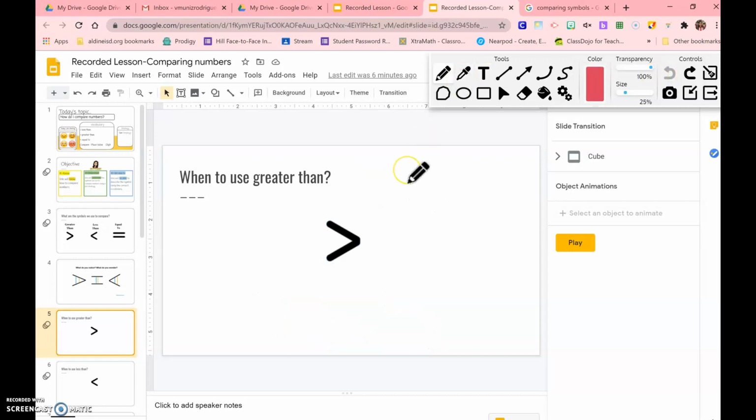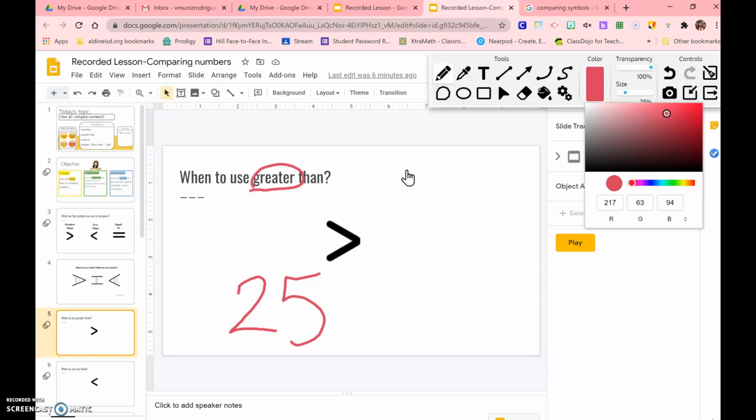I use the greater than when apparently I find the greater number first. Okay? So let's think about it. If I have the number 25 and then I have the number 12. Well, I should have changed color because they're different numbers. If you're not sure, I could use place value to see which one has more, which one has less. So I know 12 has 1 ten and 2 ones. 25 has 2 tens and 5 ones.